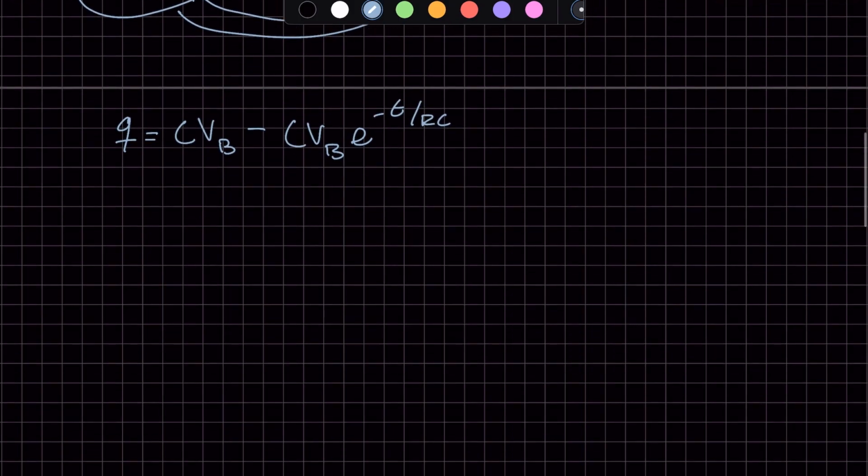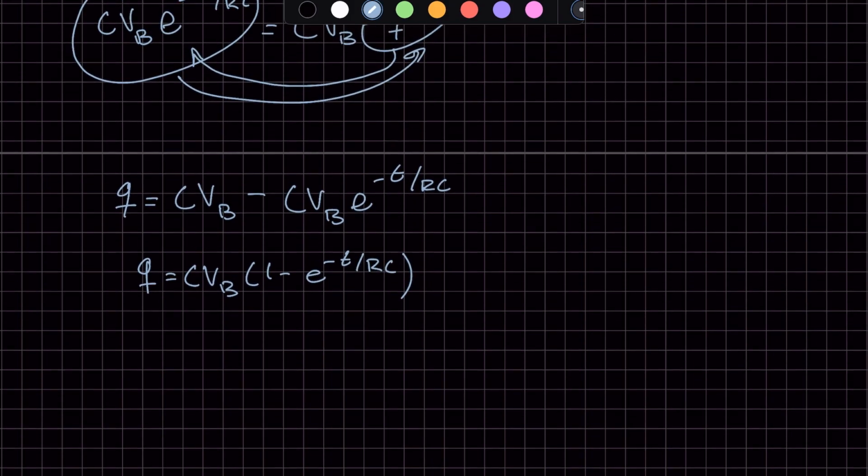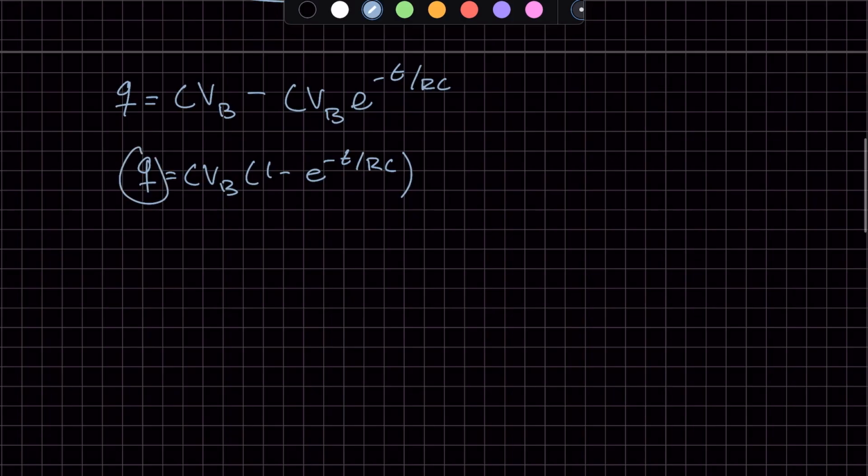And then I can factor out a CVB, and we get q is equal to CVB times 1 minus e to the negative t over RC. And this is beautiful, right? This is a very elegant equation compared to what we had earlier. And this q is actually a function of time. We can see that, right? There's a t right there. So what we can do now is say Q as a function of time is equal to CVB times 1 minus e to the negative t over RC.